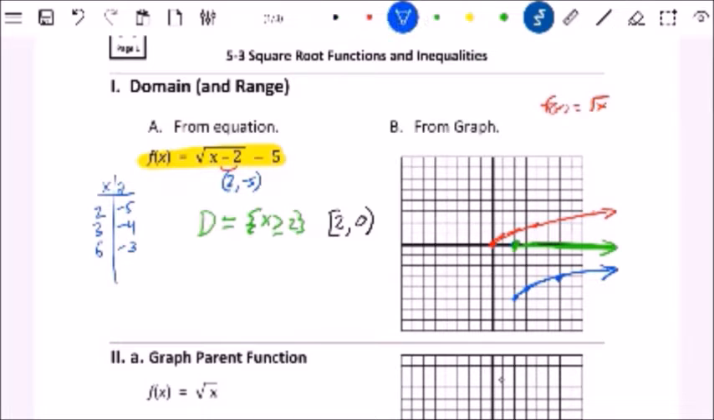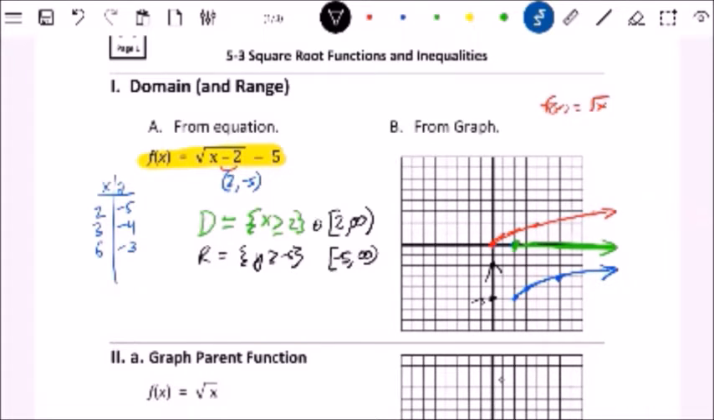The range then, the color for that, I guess we'll use black for that one. Well, the range of the y values, starting here at −5 and going on up forever. For the range, it's not x's, it's y's, because it's the range, y's that are greater than or equal to −5, and we'll show that in interval notation by showing −5 and then infinity. Oh, we're supposed to have the infinity sign there.